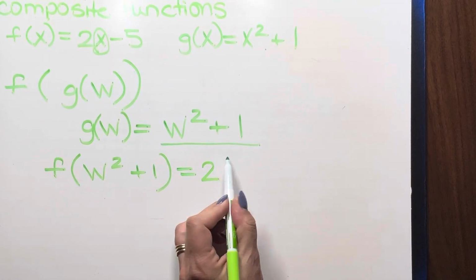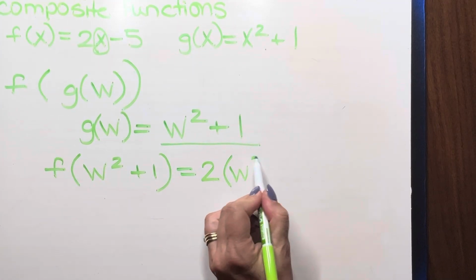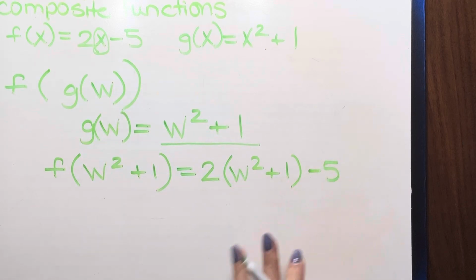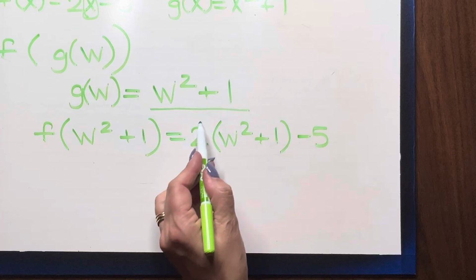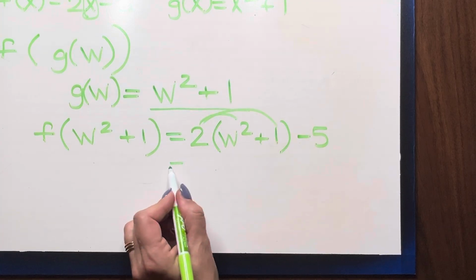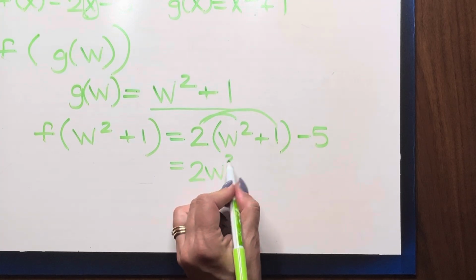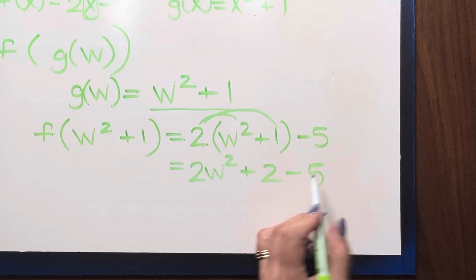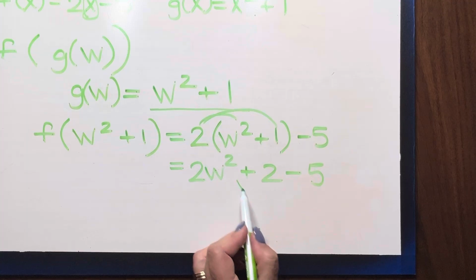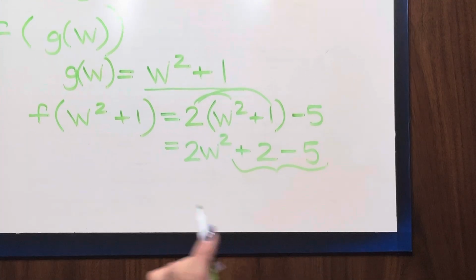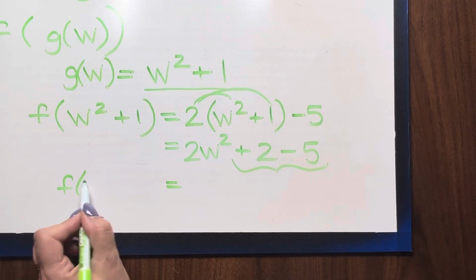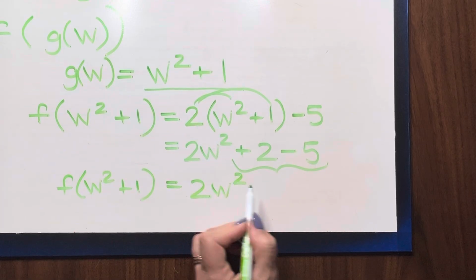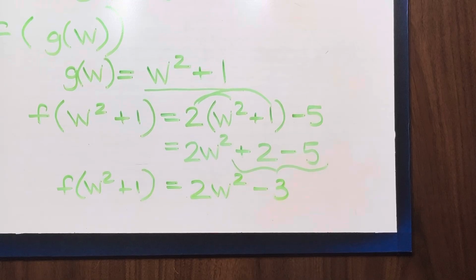So 2, and then in parentheses, w squared plus 1, and then we have to do the minus 5. So this requires a little bit of distributive property. So I'm going to have 2w squared plus the 2, and then now I can drop the parenthesis and I have my minus 5. These are like terms. So when I do my final evaluation, I'm going to have 2w squared and then a minus 3.